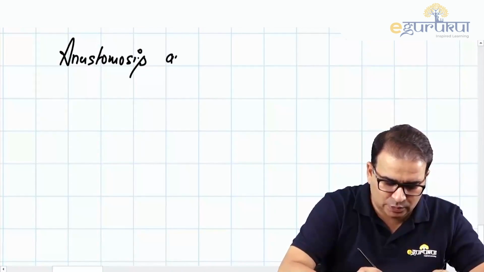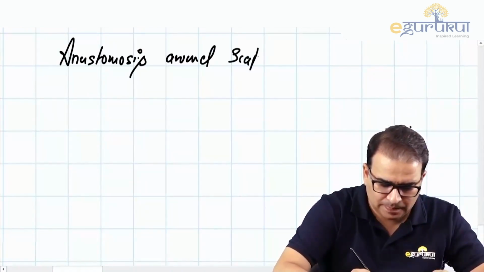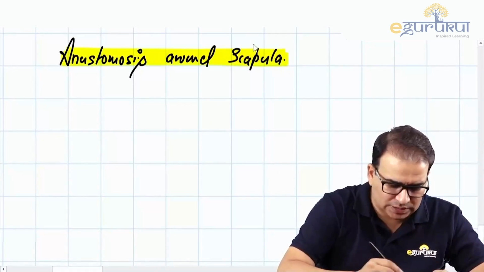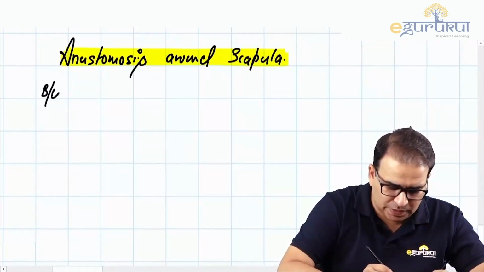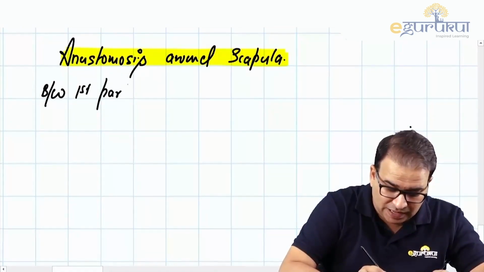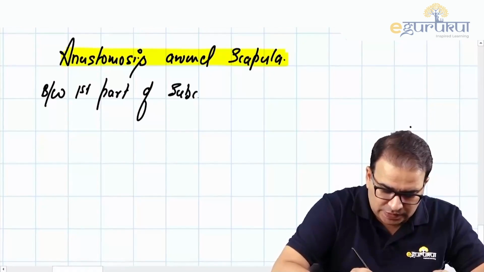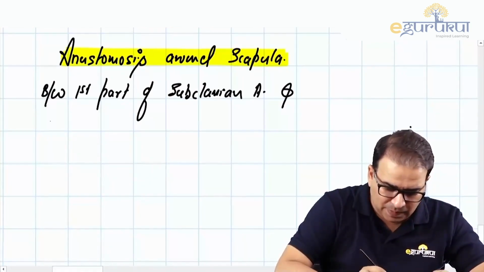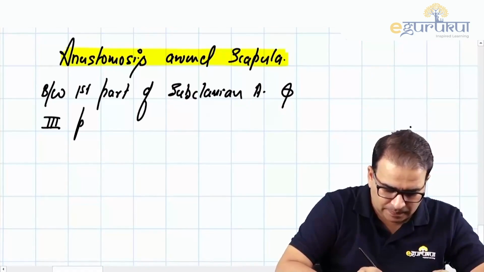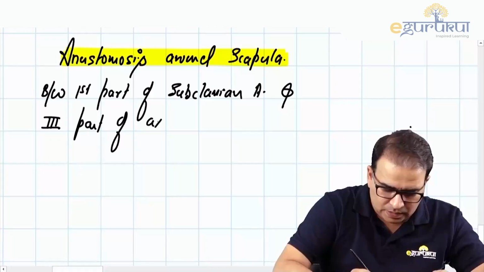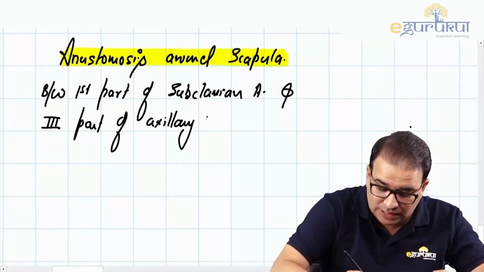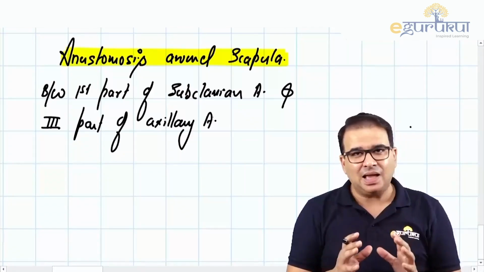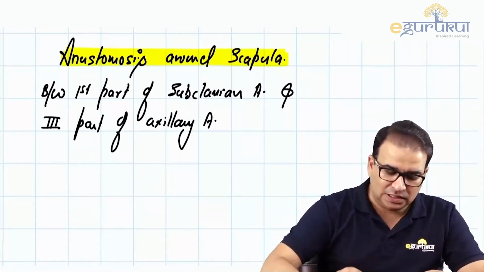So we're talking about the anastomosis around the scapula. Now practically, this scapular anastomosis, as I said, is an anastomosis present between the first part of the subclavian artery and the third part of the axillary artery. I'm not saying that there is no other contribution from any other part of the axillary artery, but yeah, it's mainly an anastomosis between the first part of the subclavian and the third part of the axillary artery.